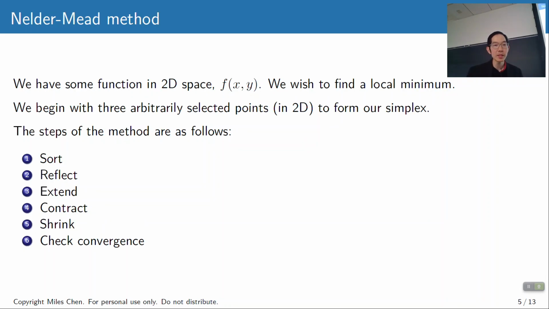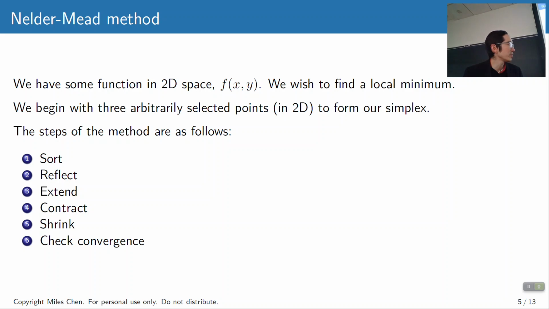Okay, and so anyway, we have some function that exists in this two-dimensional space, and we want to find a local minimum. And so our starting location is technically three starting locations. So we have to define a starting triangle, a starting simplex, and in R, if you were to use the optim function, you just give it one point as its starting location, and then it makes up other locations for the starting simplex.